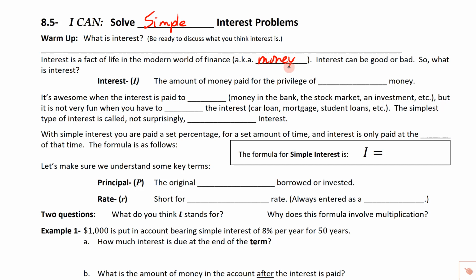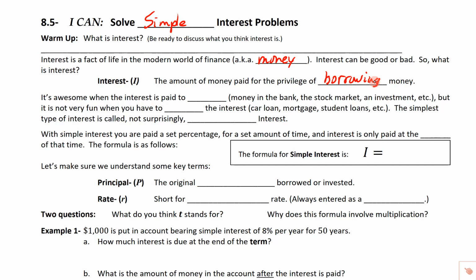So interest can be good or bad. So let's figure out what interest is. Interest, we're going to use a big capital letter I to represent interest. It's the amount of money paid for the privilege of borrowing. So let's write the word borrowing money. Now, there are lots of times and ways where we borrow money.